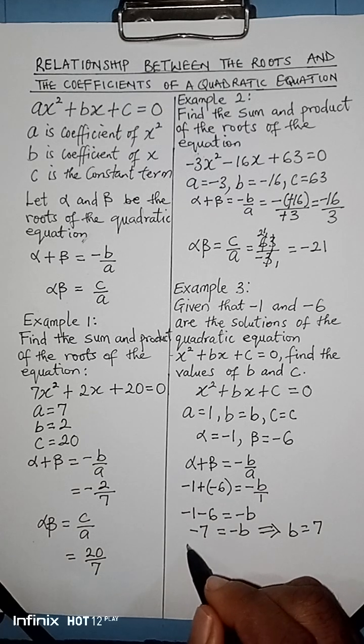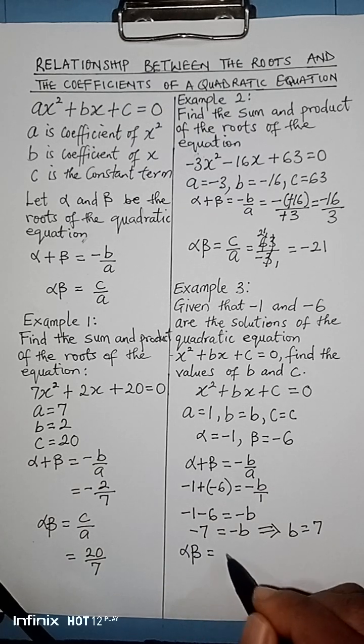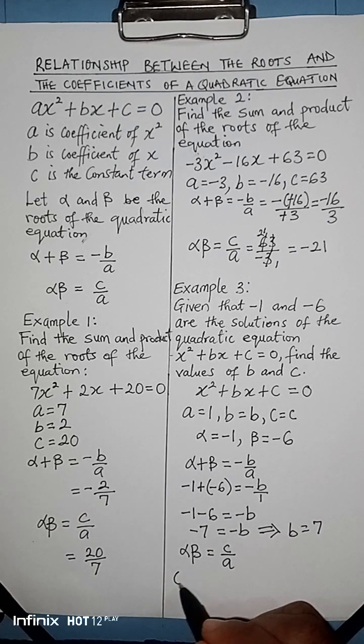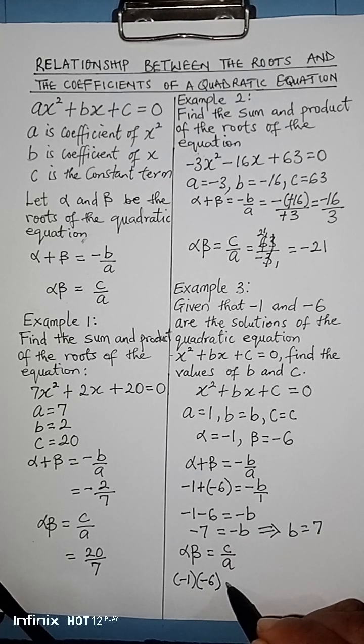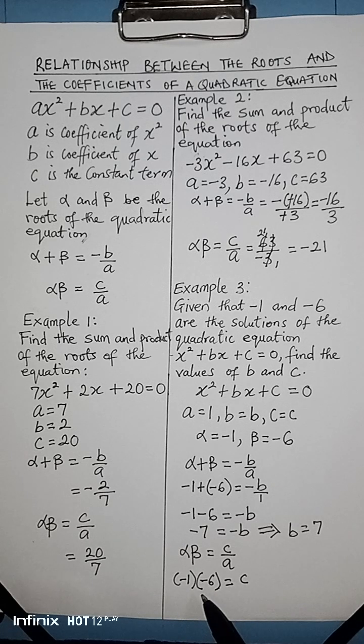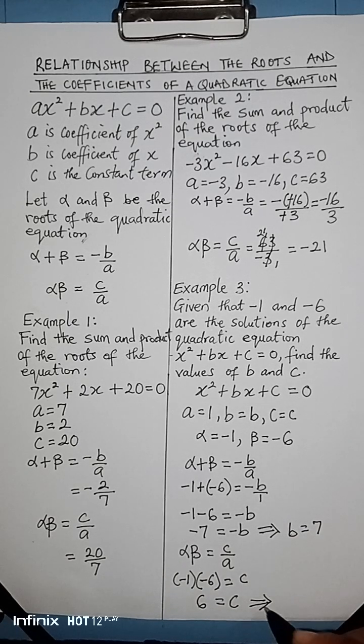Let's go for alpha beta, which is c over a. Alpha is minus 1 in bracket, beta is minus 6 in bracket, multiplication equal to c. And remember, a is 1, so we can leave it out. So minus 1 times minus 6 is 6, equals c. This implies that the value for c is 6. So we've gotten the values for b and for c.